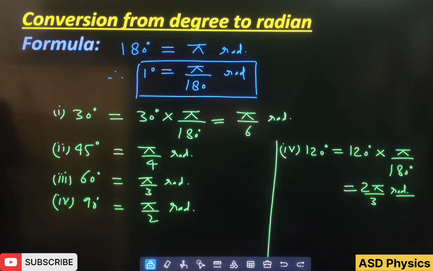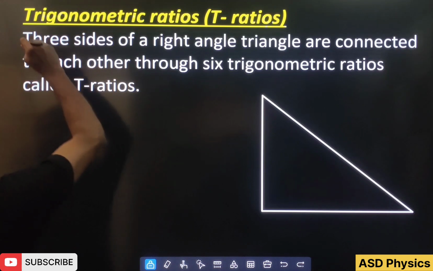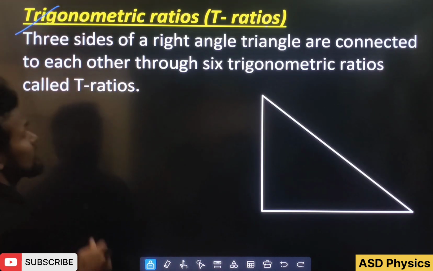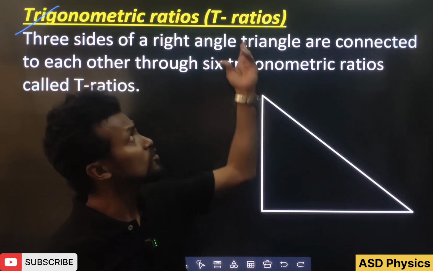So students, here you can see in a very easy way we have learned how to convert a degree to the radian. Very important. Okay, great. Now students, after that we are going to the next one, and now we are going to learn about trigonometric ratios, that is called the T ratios.